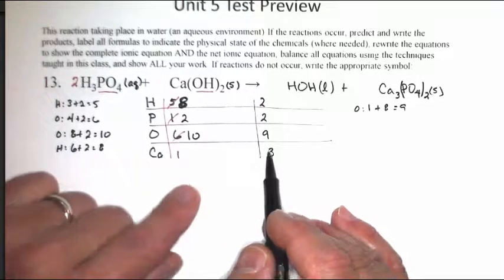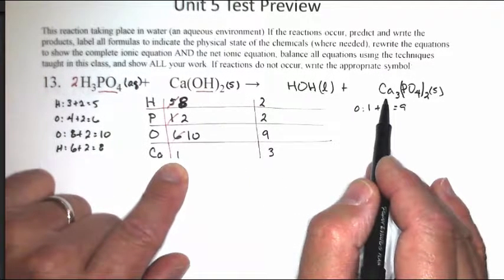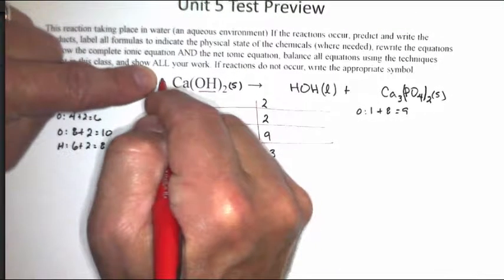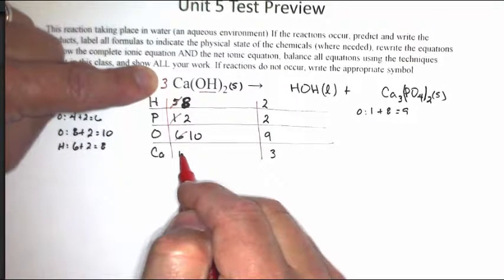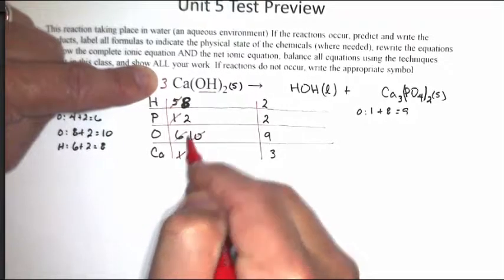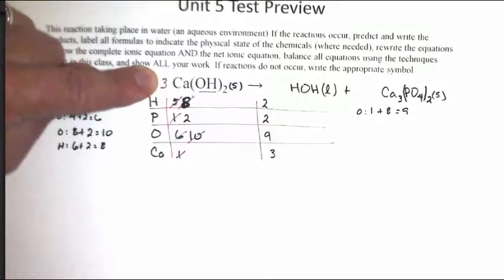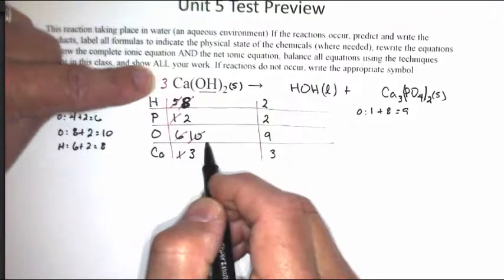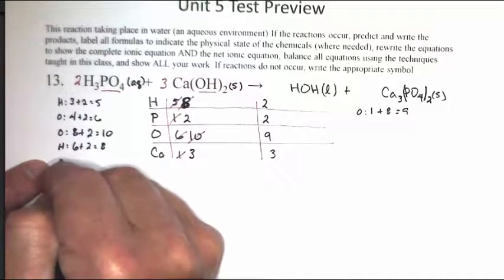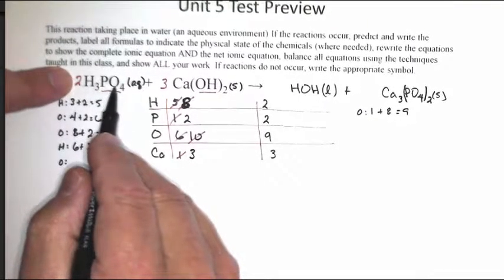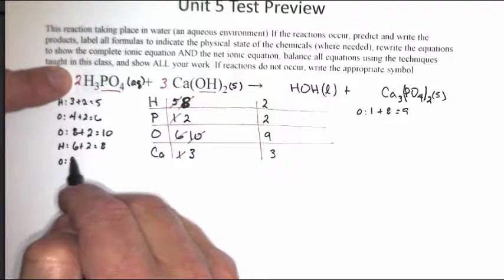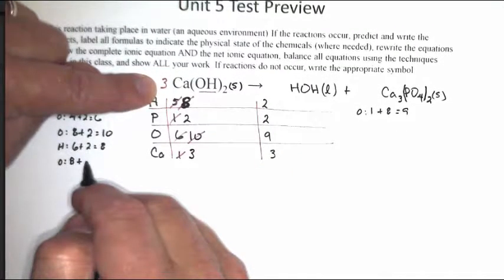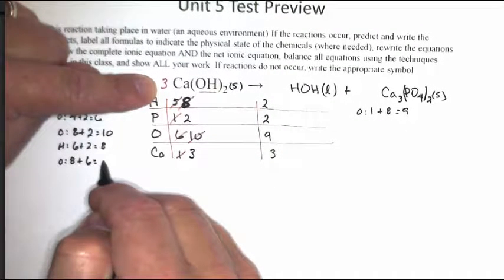I have 3 calciums on the right. To get 3 calciums on the left, I want to put a coefficient 3 here, and I need to cancel out calcium and oxygen and hydrogen. Well, that 3 times 1 gives me 3 calciums. Now let's do the oxygens. 4 times 2 is 8. I've got 2 oxygens here times 3, that's 6. So I've got 14 oxygens.